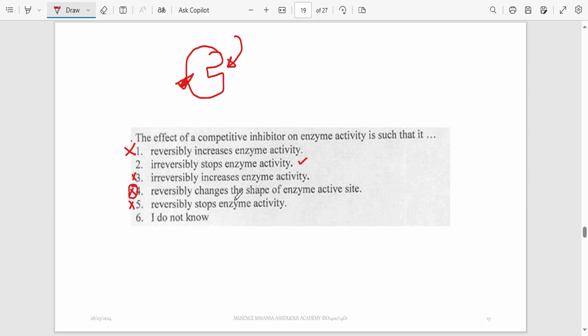Okay? Reversibly changes the shape of the active site. What is that? Competitive inhibitors will bind to the active site and stop the binding of the substrate. What binds to the allosteric site and changes the active site are non-competitive inhibitors. Okay. And another thing, competitive inhibitors, when they bind to the active site, when you increase the amount of substrate, you can actually overcome the competitive inhibitor.